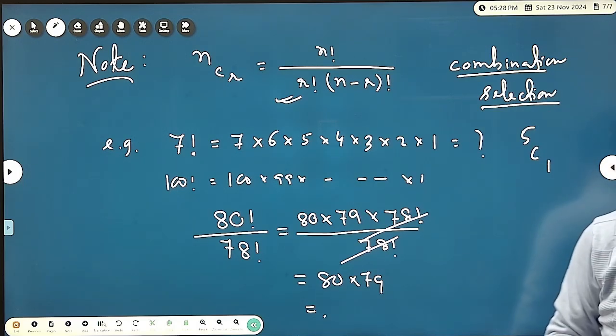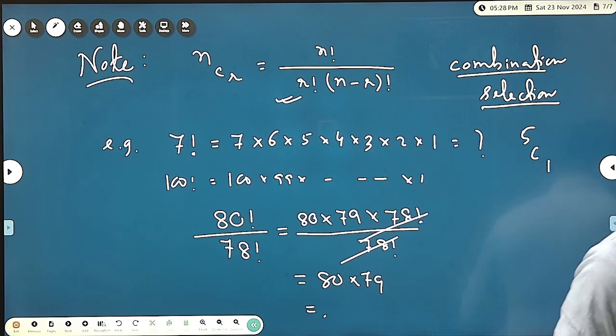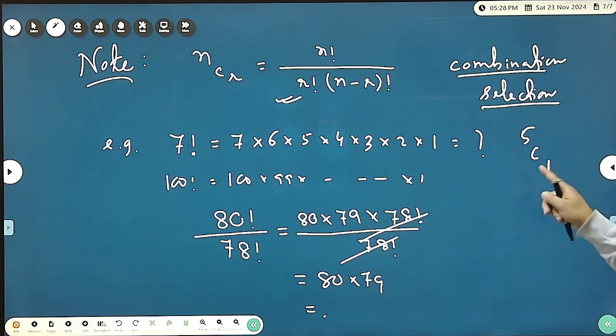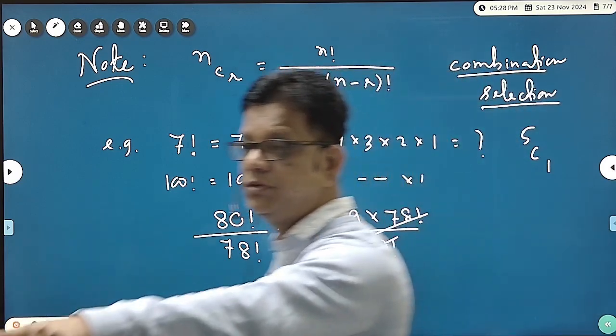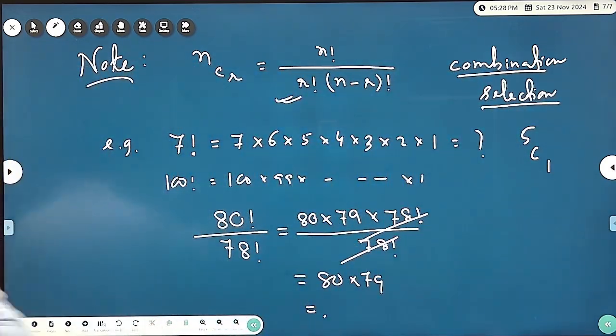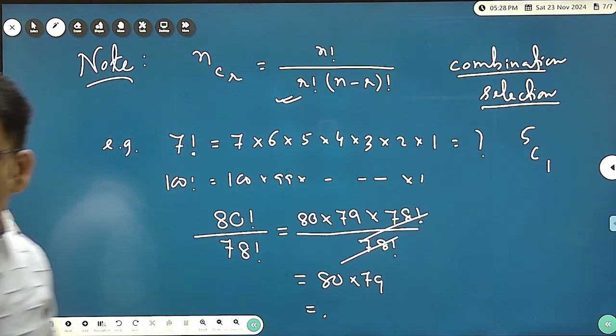In how many ways can I select the students? Before I give the formula, look at this. Today I can select him, tomorrow him, then you. So how many ways can I select? 5 ways. Now let us go by the formula.